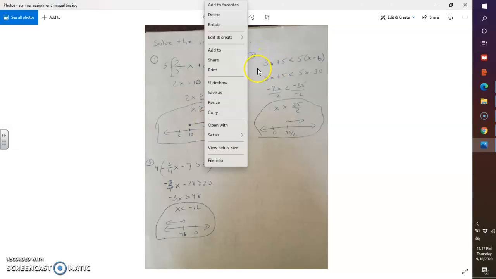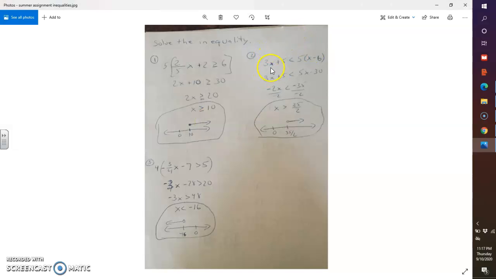Here we have a less than: 3x plus 5 is less than 5 times x minus 6. So we distribute. 3x plus 5 is less than 5x minus 30. Now, I'm a big fan with inequalities of keeping the x to the left. So I subtract 5x on both sides, and I subtract 5 on both sides. So I end up with negative 2x less than negative 35.